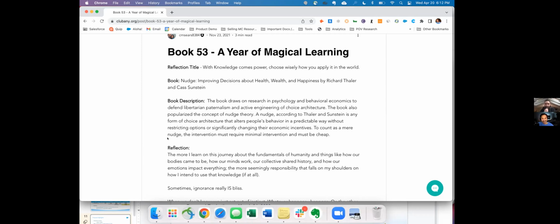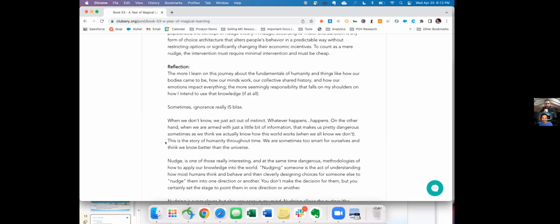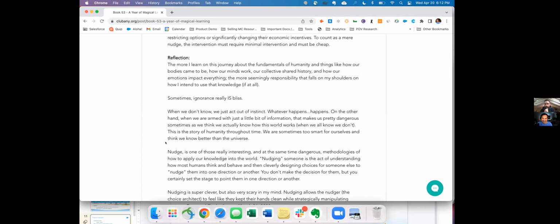Fair enough. Actually, along the lines of what you were talking about, the reflection title is "With knowledge comes power, so choose wisely how you apply that in the world." We've already talked a lot about this, which I probably should have just let the conversation go. My thought was, after reading this book and all the books we've been reading, the more I learn on this journey about how our brain works, how our bodies and minds work, the blind spots that I have, that what you see is all there is, the influence from Robert Cialdini, the psychology of thousands and thousands of years of what's gone into making us who we are today, the more fascinated I become.